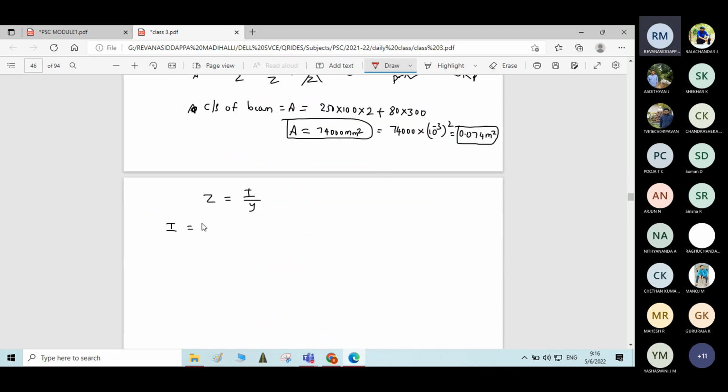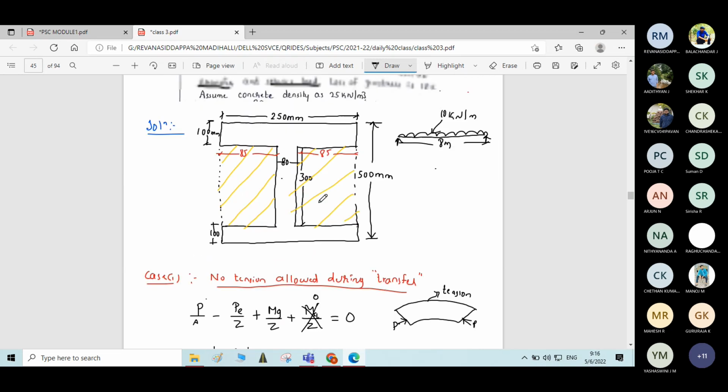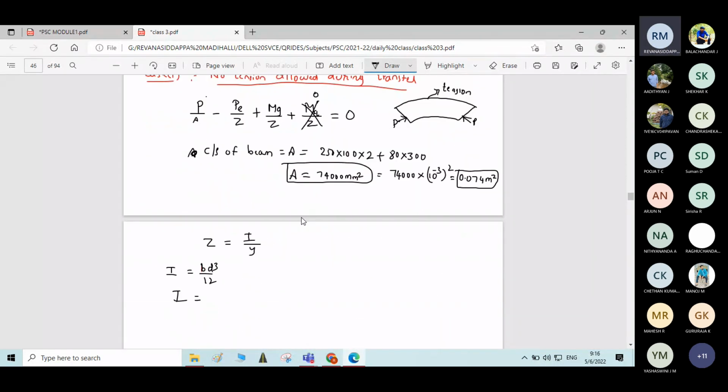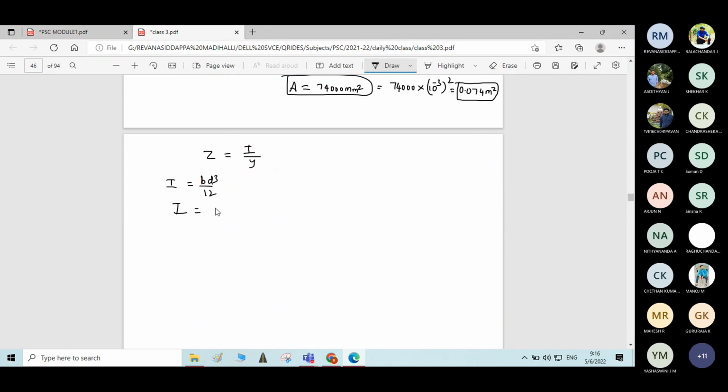I is equal to BD cube by 12. Therefore, I is equal to moment of inertia of the full area minus moment of inertia of the shaded area. Let me write it. Don't simply listen to the class. Please write. Please solve along with me so that you can understand in a better way.